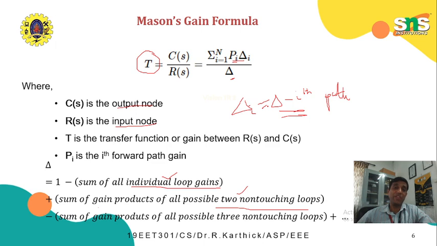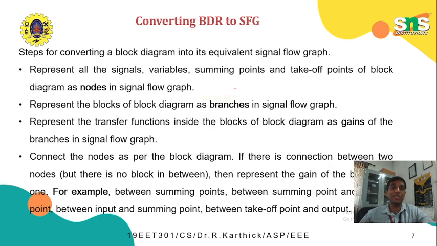So if we have any block diagram, how do we convert it into a signal flow graph? That is the next thing we are going to discuss: converting a block diagram into a signal flow graph. Now what are the steps? The first one is to represent all signals, variables, summing points and takeoff points of the block diagram as nodes. Which ones to represent as nodes? The signals, the variables, the summing points and the takeoff points. All these are represented as nodes.